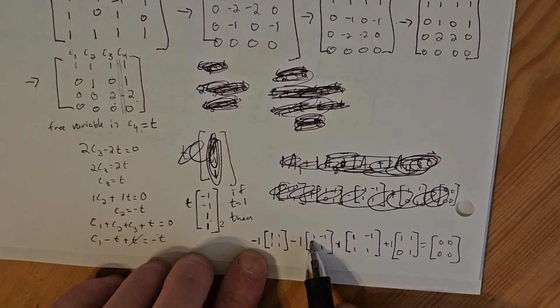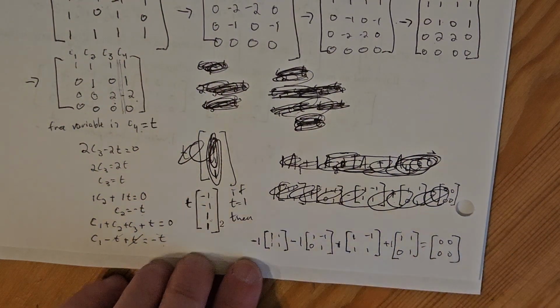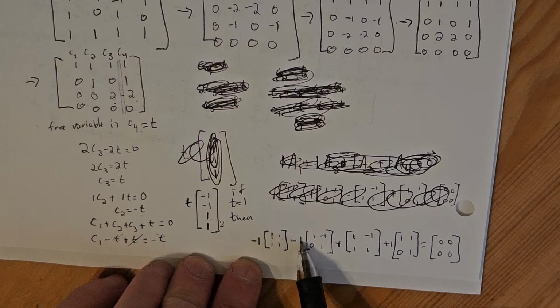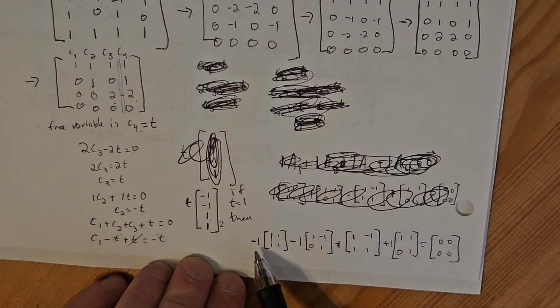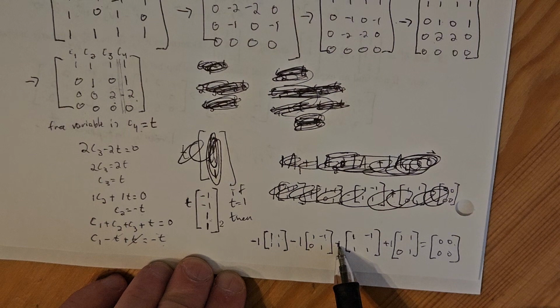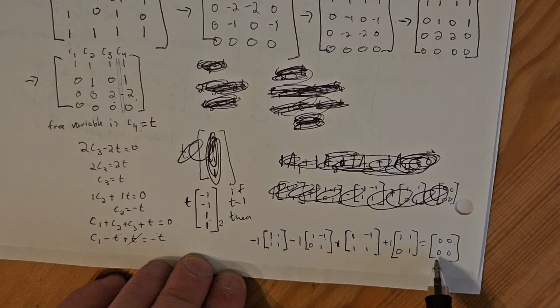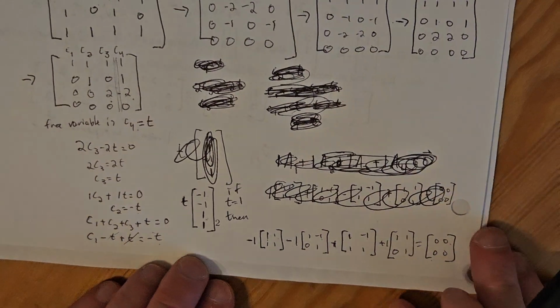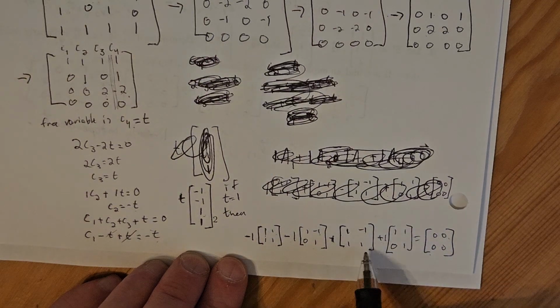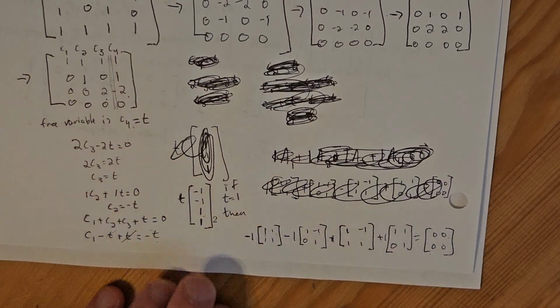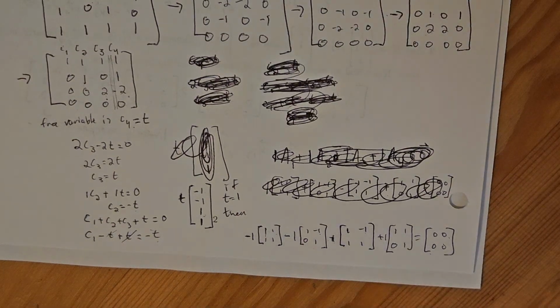Negative 1 minus 1 plus 1 plus 1 is 0. Good there. Negative 1 plus 1 is 0, plus a negative 1 plus a positive 1 is 0. Fantastic. Negative 1 minus 0 plus 1, so that's 0, plus 0 is 0. Great. And then negative 1 minus 1 is negative 2, plus 1 is 0. So we were correct.